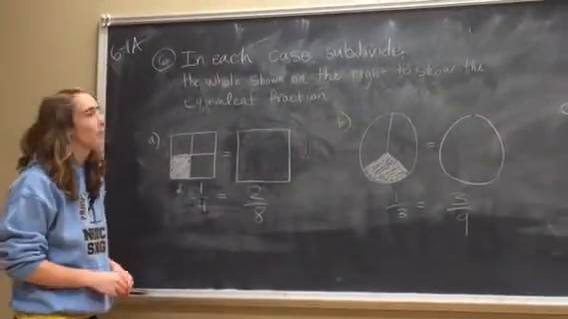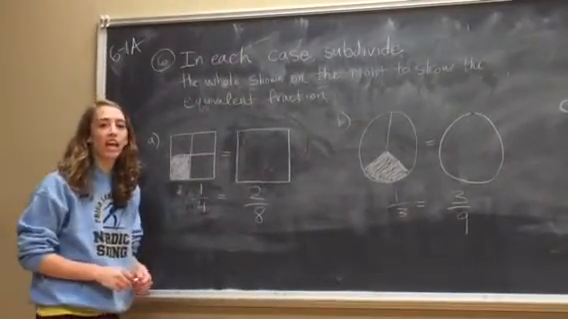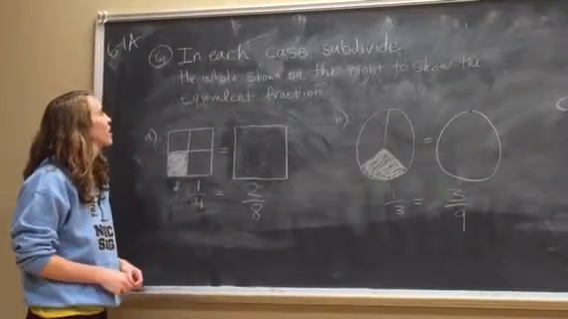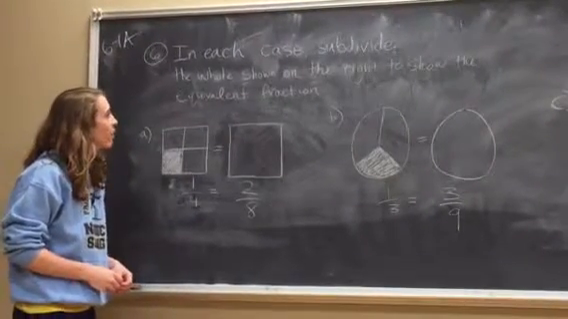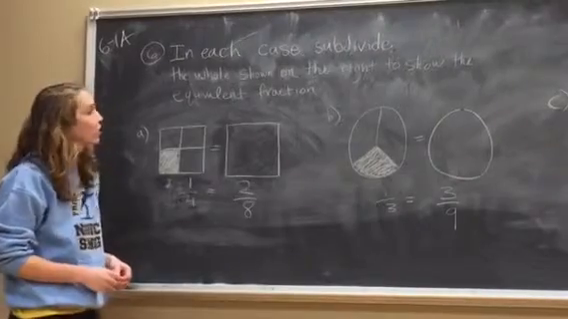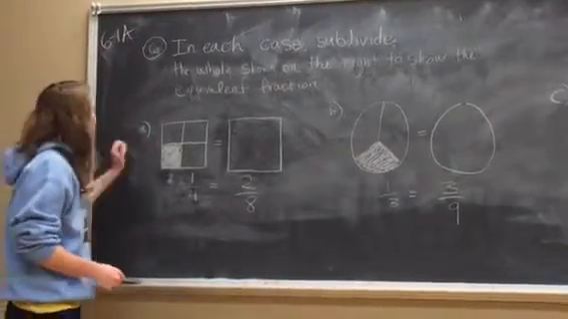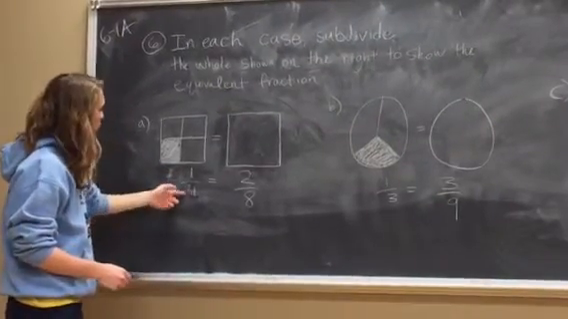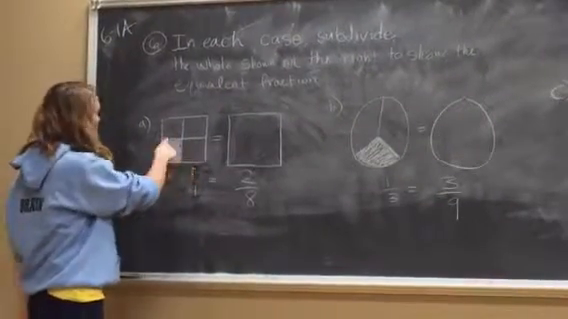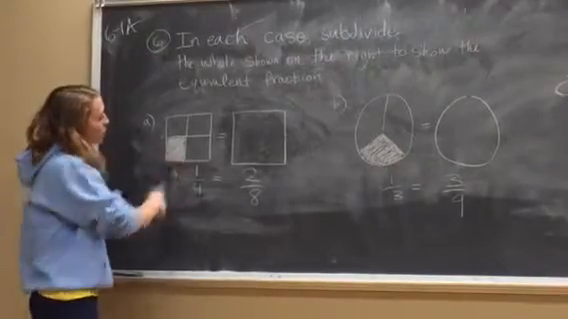Tonight we're going to be doing a problem from section 6.1a, number 6. It reads the following. In each case, subdivide the whole shown on the right to show the equivalent fraction. So we're going to start with letter A. We have 1/4, so we have a square broken into 4 parts with one of the parts shaded.